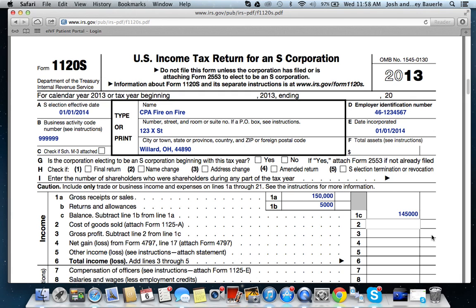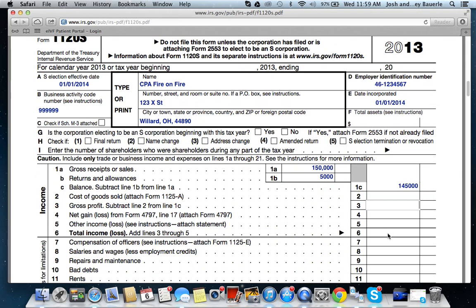If you're a service company, there's a chance you'll have something here, but usually you don't have anything in cost of goods sold. So we'll leave that blank for now. All right, your gross profit, you're just going to subtract line 2 from line 1C. So subtract the cost of goods sold from your gross receipts. Okay, so still 145 for us in this case.